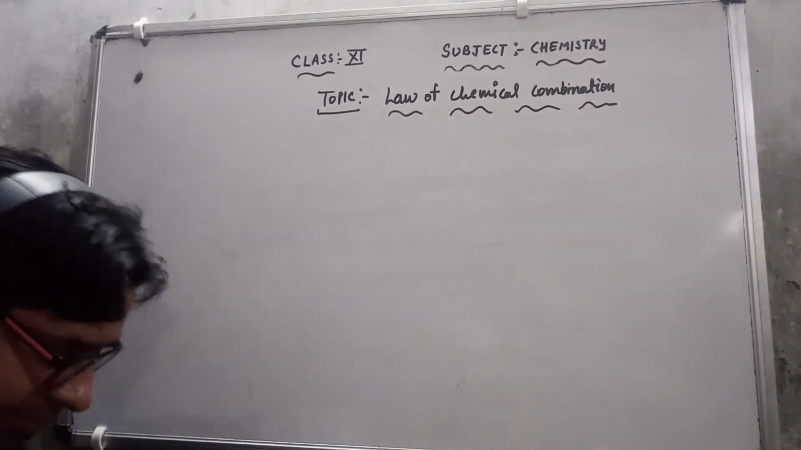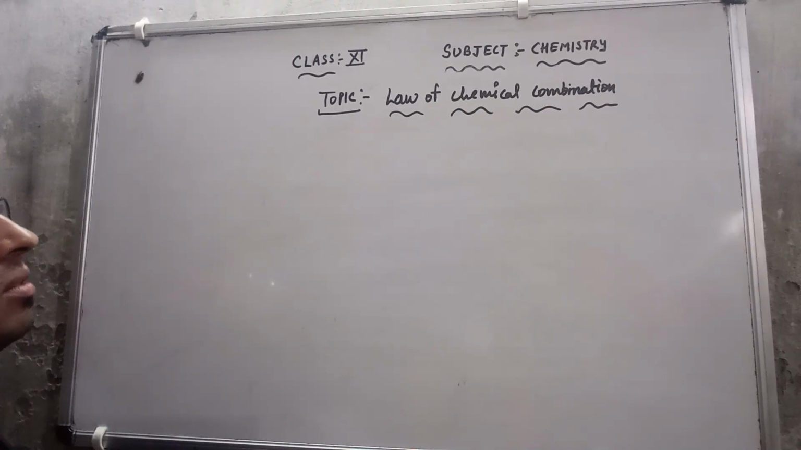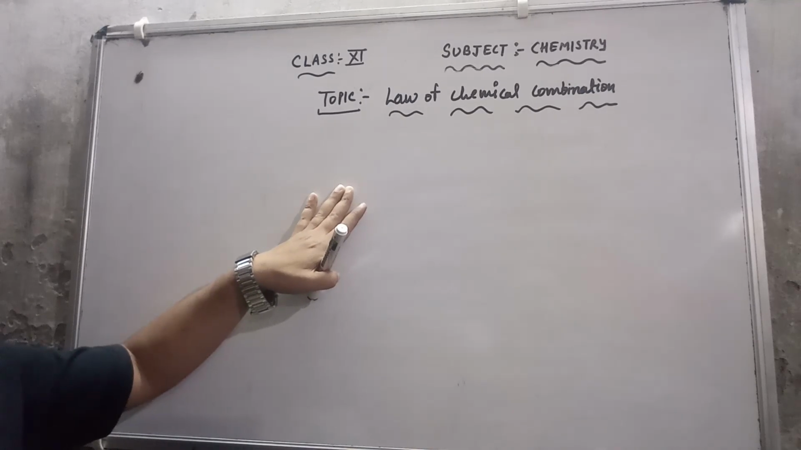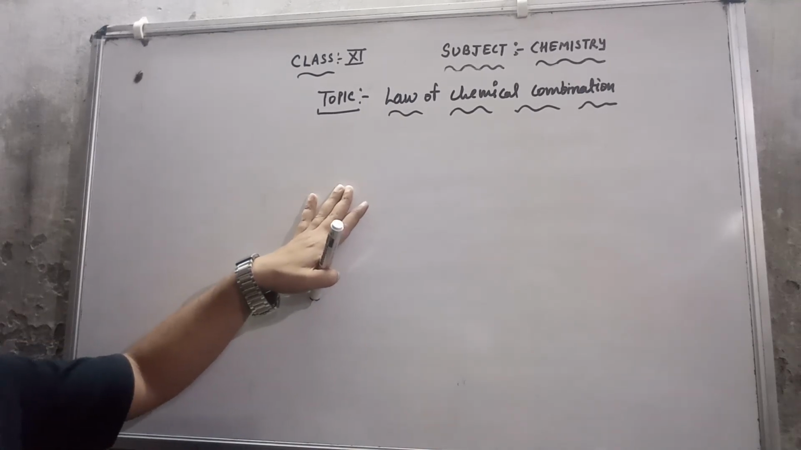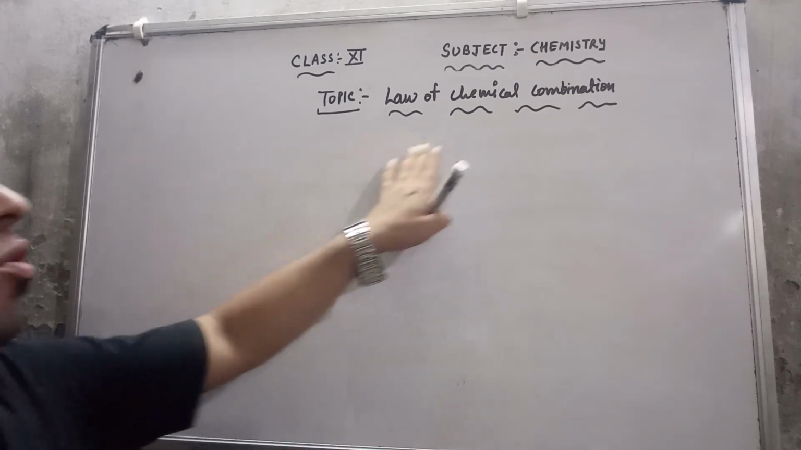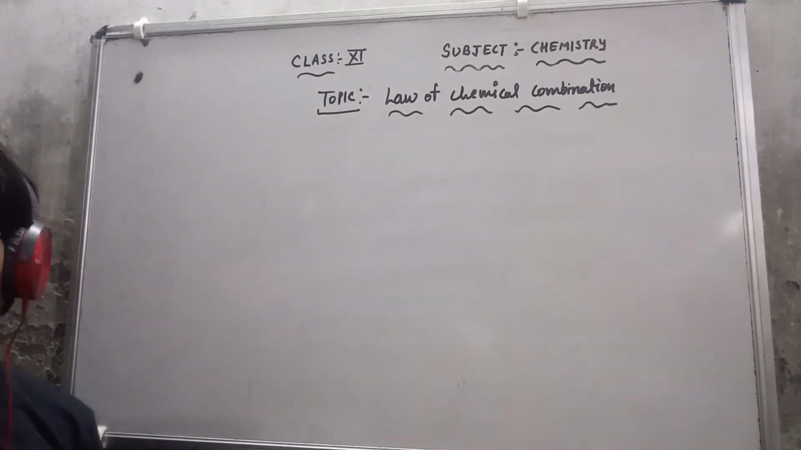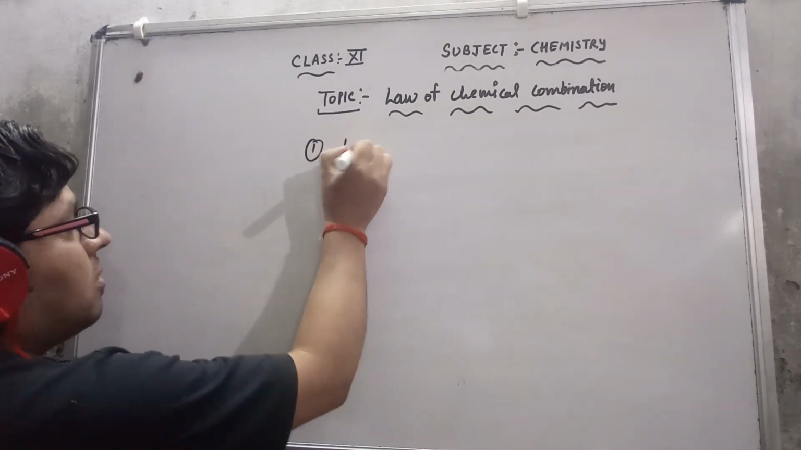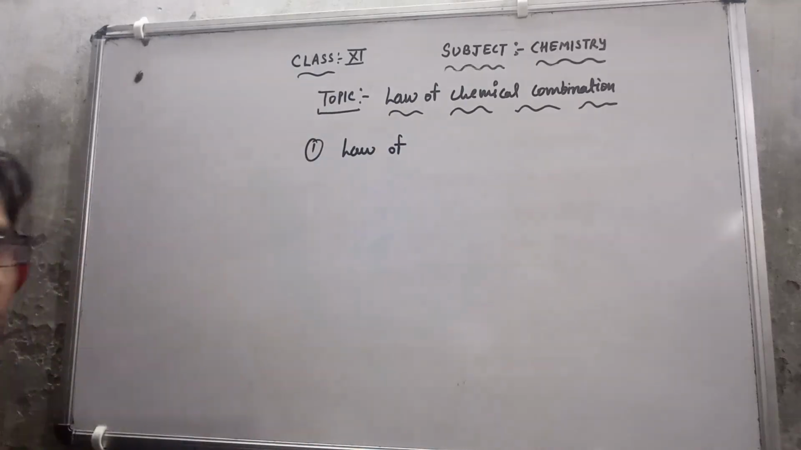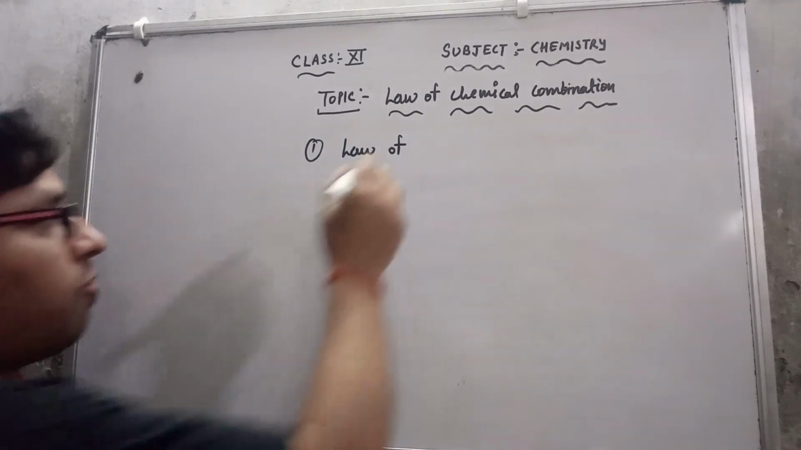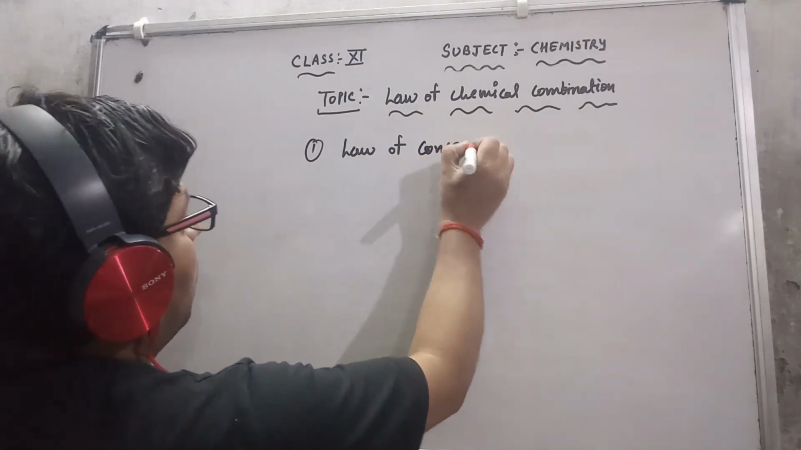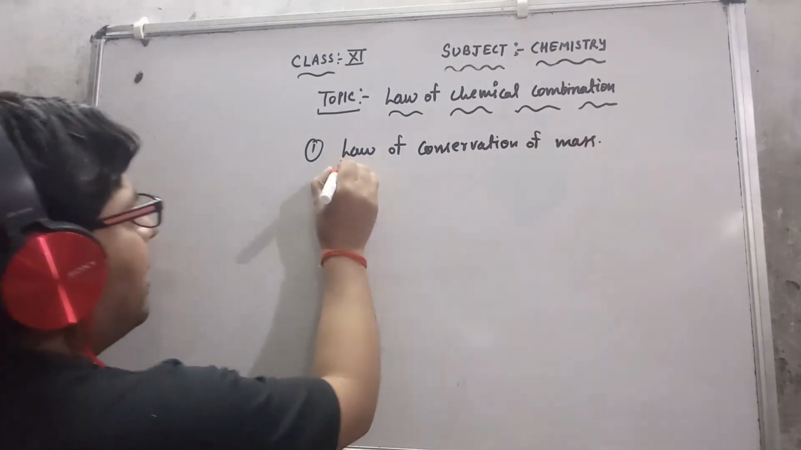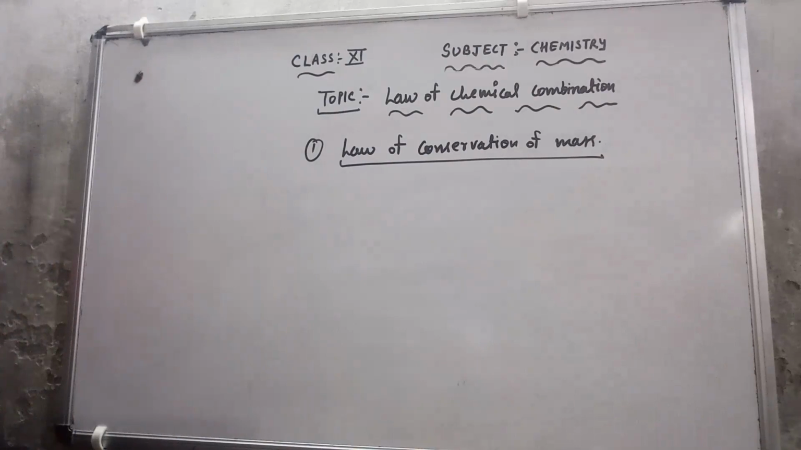Good morning students. Today I will discuss the first chapter of chemistry of class 11th, that is some basic concepts of chemistry. The topic I am discussing with you is the laws of chemical combination. There are lots of chemical combination laws. The first law we have studied is the law of conservation of mass, which we already discussed in class 9th.